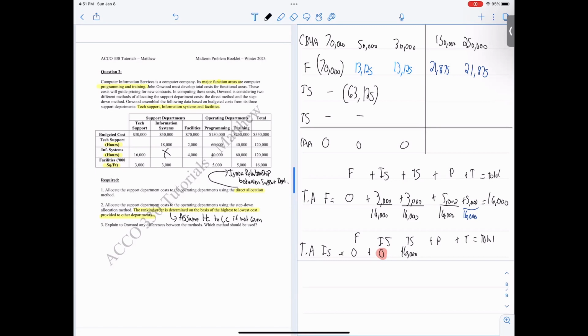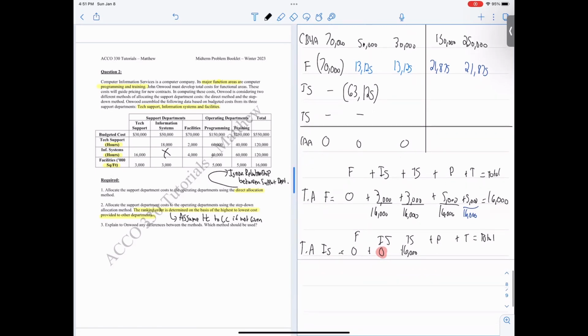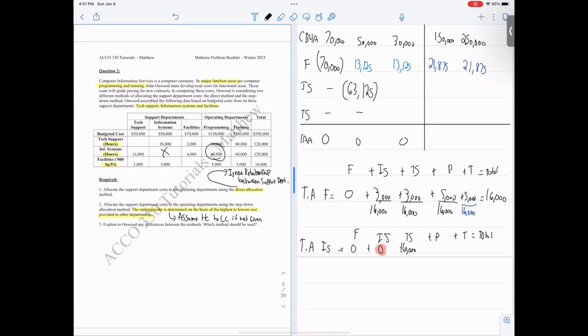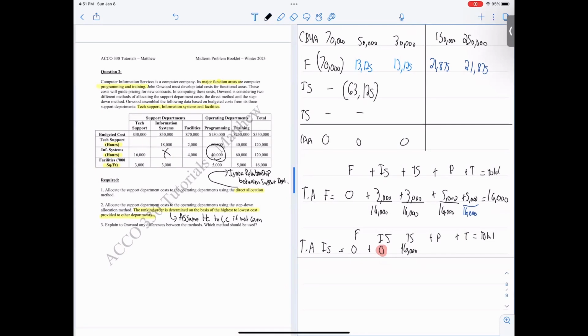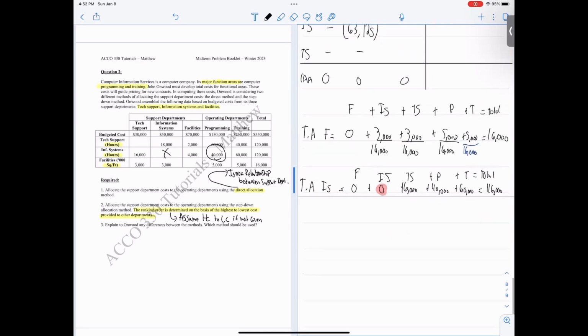Okay, so for programming, guys, we got 40,000 here. And then we got 60,000 over here. And then we also have the 16,000 from that information systems helps tech support. So we have 16,000 that they help tech support, 40,000 programming, 60,000 training. That gives you a total of 116,000. And I think this is where the numbers start to get ugly, but let's go do our proportions.